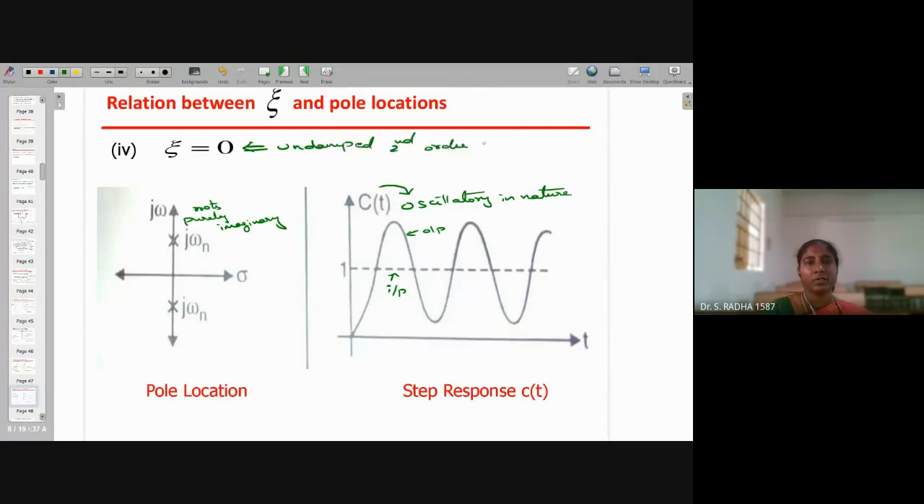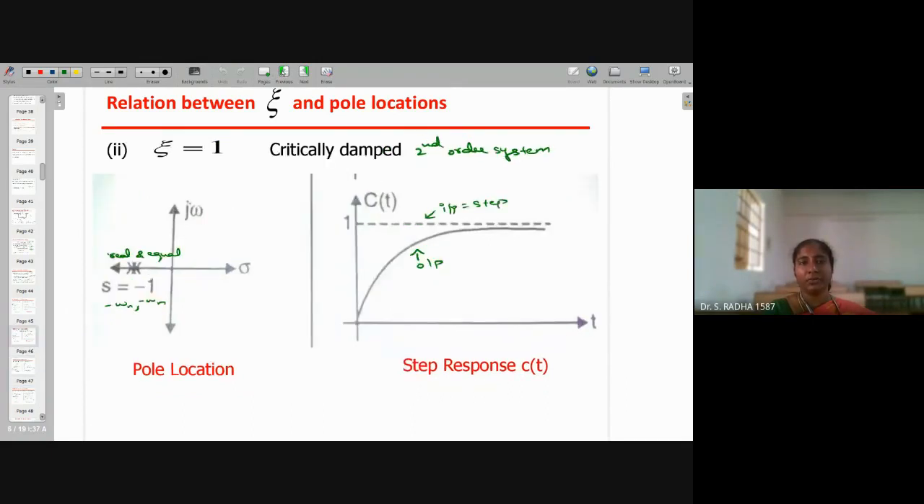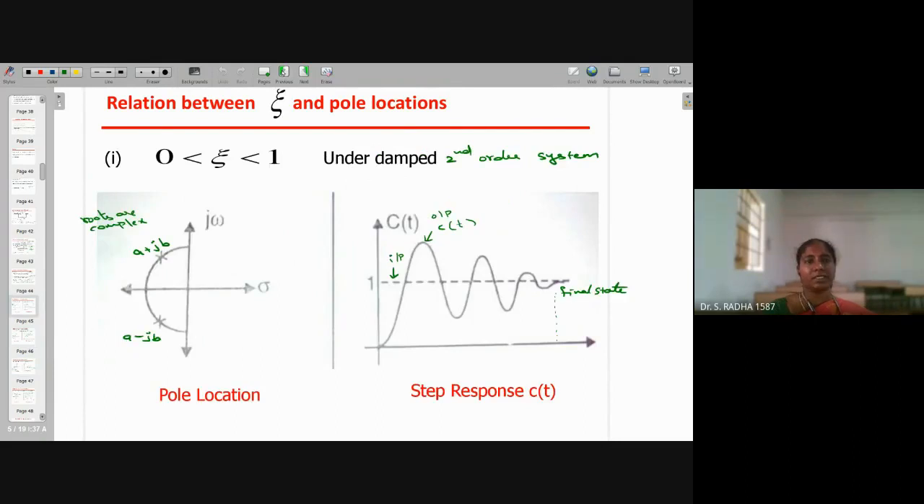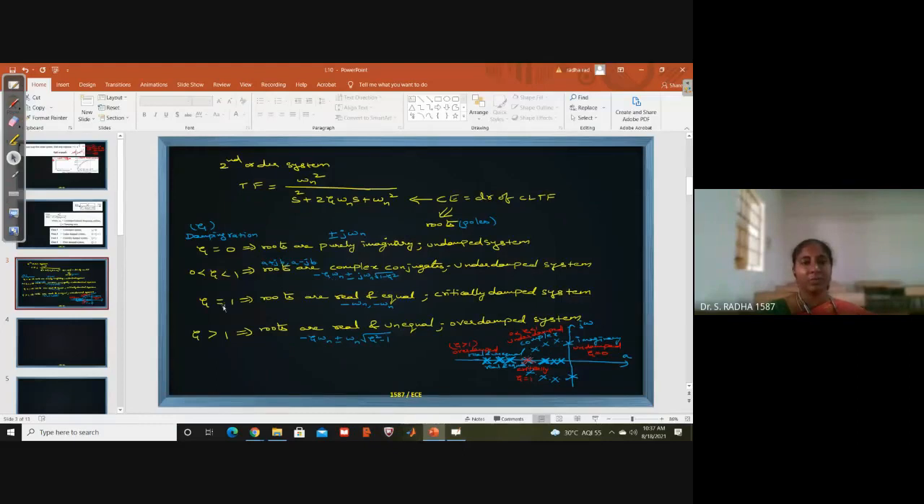So we have seen the output graphs in these 4 slides. For eta equal to 0, it is oscillatory in nature, a continuous sinusoidal graph. Greater than 1 means it takes a longer time to reach the steady state value. Equal to 1 means it is similar to the first order system graph. Underdamped system, 0 to 1, is very, very important out of the 4 cases. Underdamped system, 0 to 1, is very, very important.